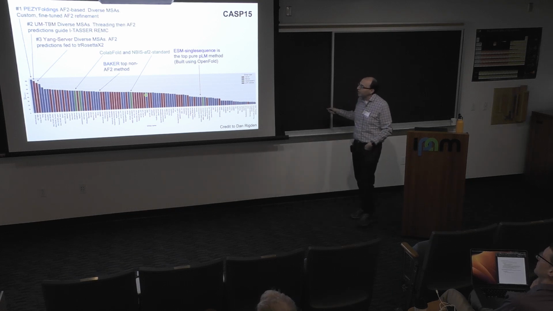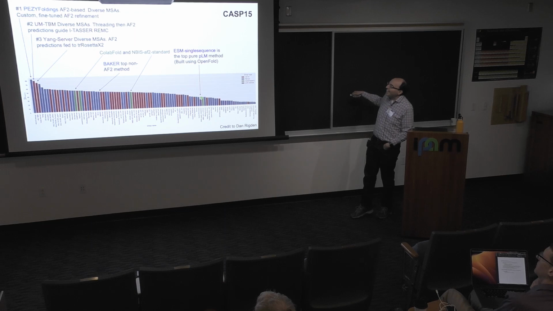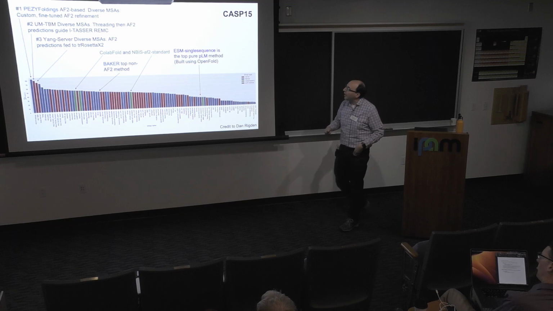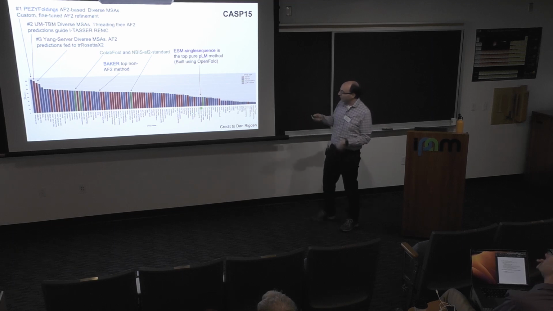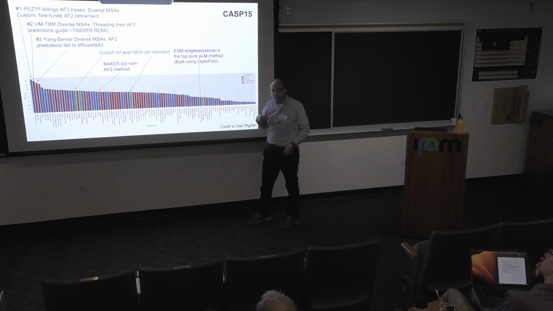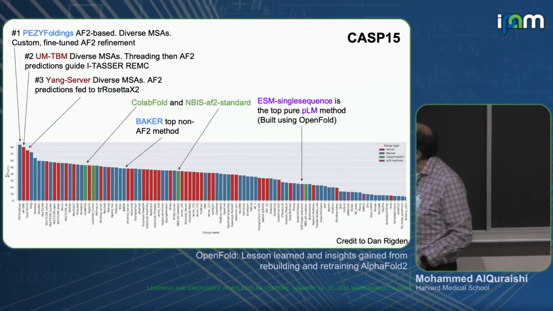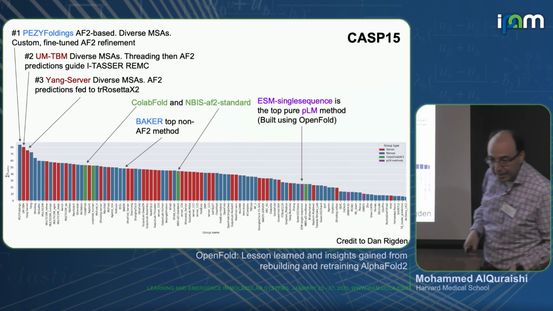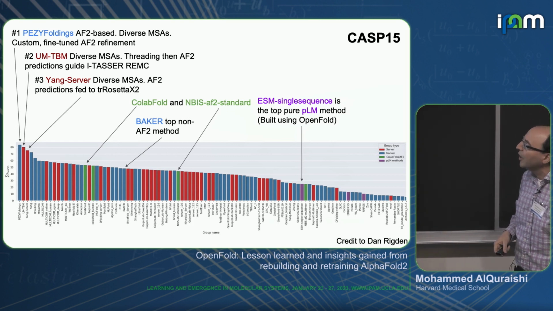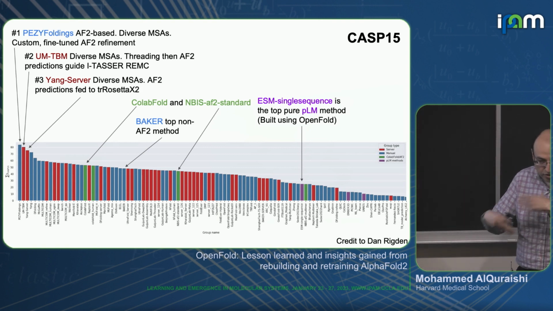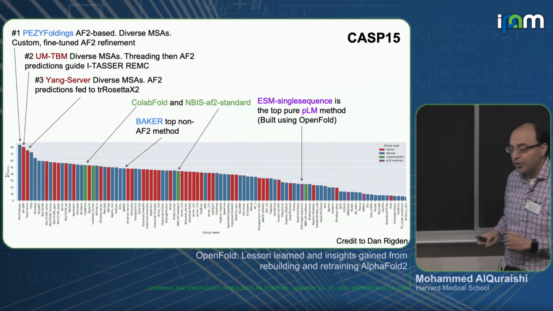There's been a fair bit of interest in trying to combine protein language models, so those are models that are trained on lots and lots of sequences in an unsupervised way, and coupling that to something like AlphaFold. This method from Facebook, the Meta group, which actually was built using OpenFold, debuted here, and so you can see it's not quite as good yet as the multiple sequence alignment methods. But anyway, the takeaway is that AlphaFold is really very dominant, right? Essentially, everybody that's working in the space is tweaking AlphaFold in one way or another to make it work better.